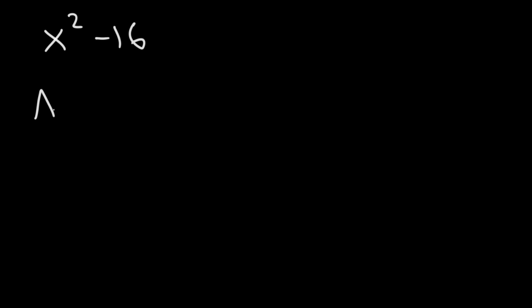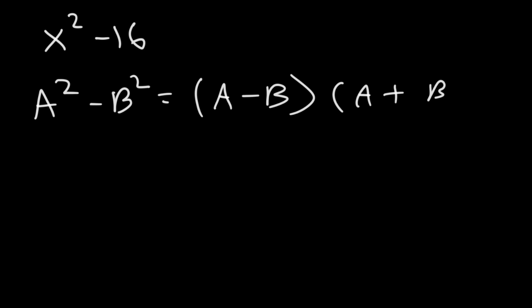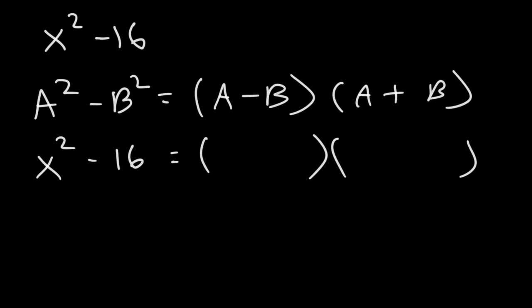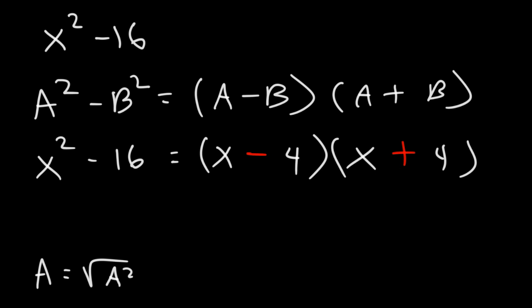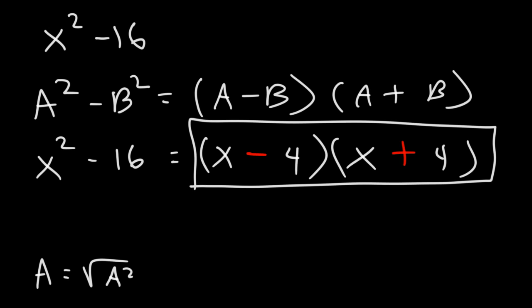There's a formula that you want to keep in mind. a squared minus b squared is equal to a minus b times a plus b. So in this example, a squared is x squared, b squared is 16. So if that's the case, what is a and what is b? a is simply the square root of a squared. The square root of x squared is going to be x. The square root of 16 is 4. So in one factor, we're going to have a minus sign, and in the other factor, a positive sign. So this right here is the answer. It's x minus 4 times x plus 4.